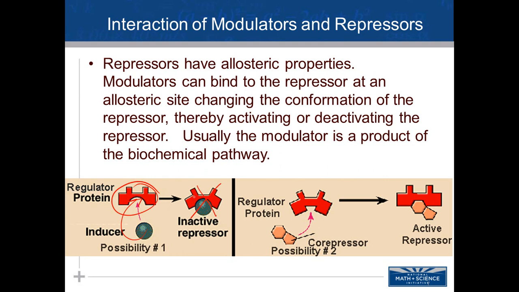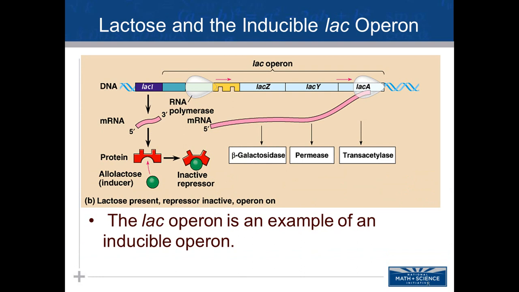Now, here's another way that it could work. This here is the repressor protein. However, this time when the molecule attaches to it, it becomes active. So in this state, without the modulator, it's inactive, and when it attaches, it becomes an active repressor. Now, because that molecule makes it an active repressor when it attaches, that modulator has another name. It's called a co-repressor. So we're going to look at an example of an operon system that involves the repressor.